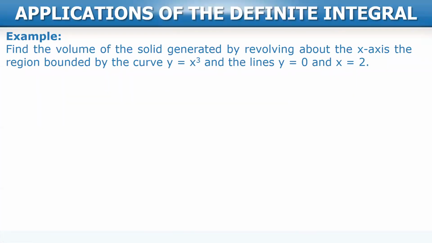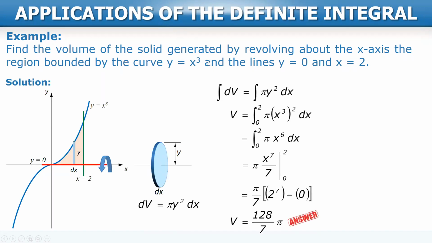Let's solve this one. Find the volume of the solid generated by revolving about the x-axis the region bounded by the curve y equal to x cubed and the lines y equal to 0 and x equal to 2. This problem was solved already using the previous method. Let's check. So this was solved using the circular disc method. Let's solve this again using the cylindrical shell method.